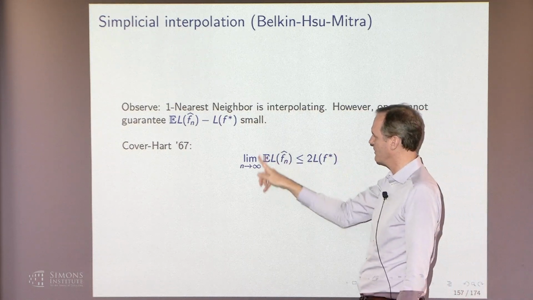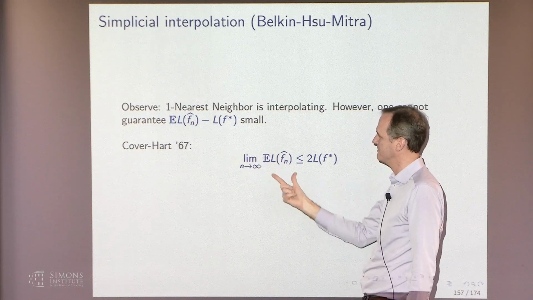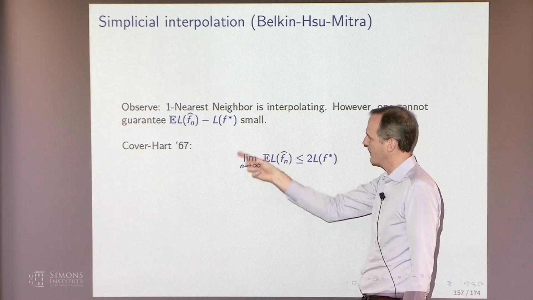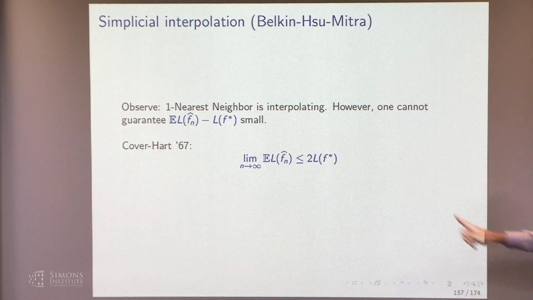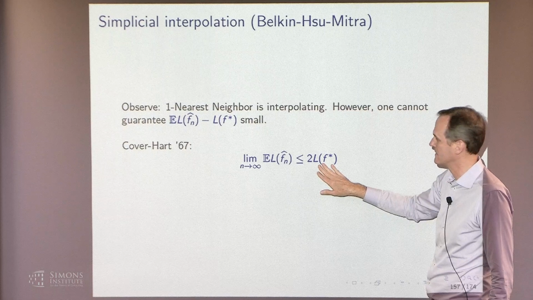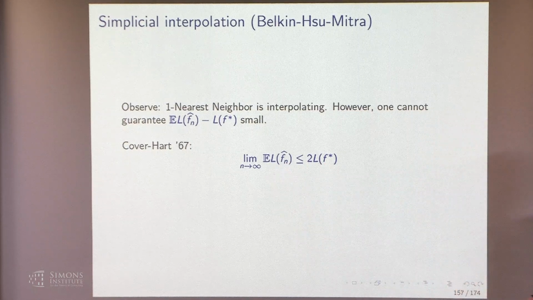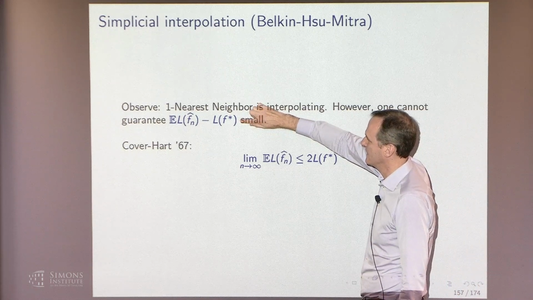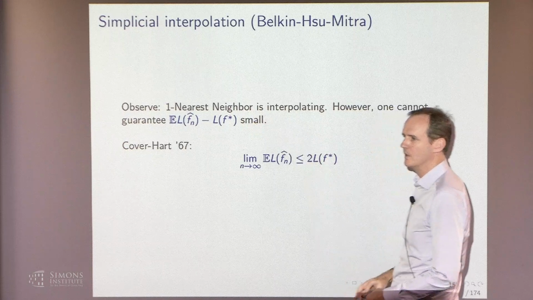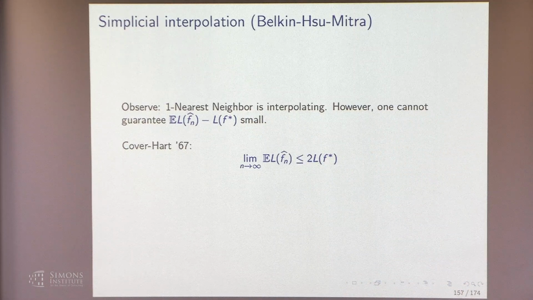Back in the 60s, Cover and Hart showed that one nearest neighbor has this sort of a guarantee. So if the Bayes risk is nice and small, then one nearest neighbor is going to do well. So the noise-free case, right? But when there's noise, this particular interpolating prediction rule doesn't have its risk approaching the optimal. Right? You're suffering from interpolating the noisy labels.